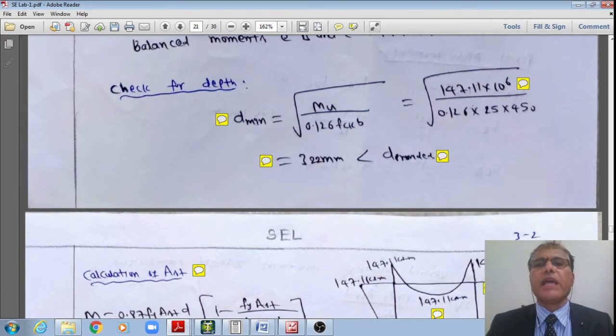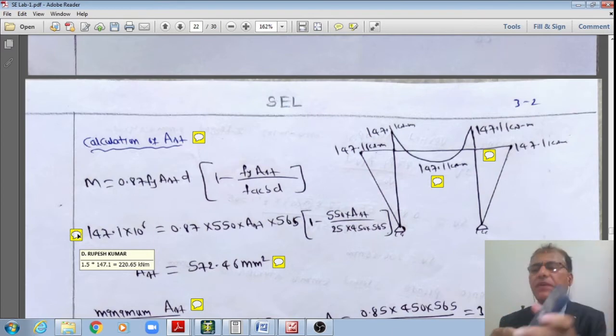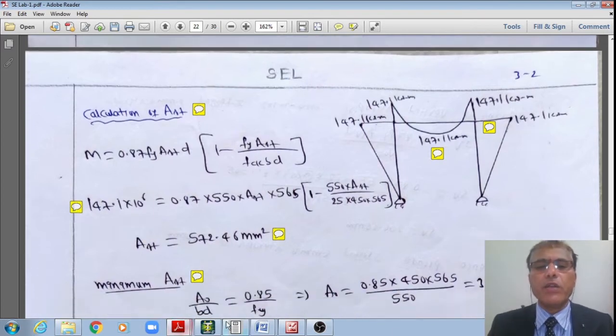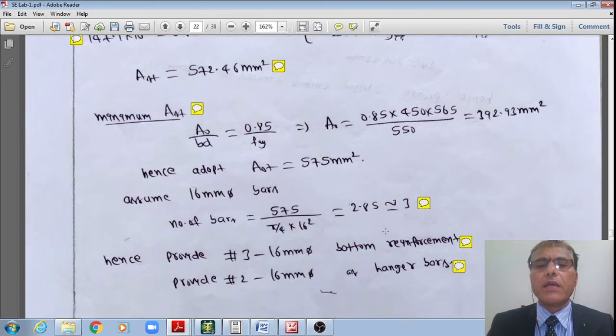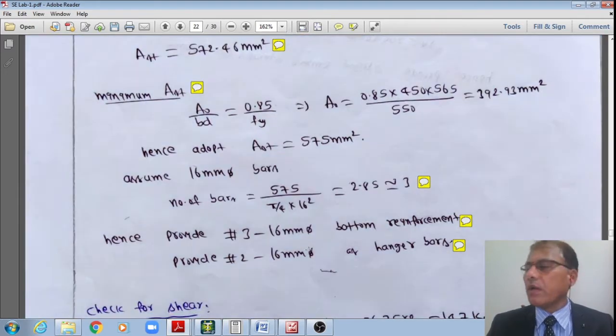Now, just now I have done the design for a Mu of 220.65, like that. Now you do the design for 1.5 multiplied by 90, approximately 149 kilonewton meter. Therefore, there you will get the number of rods required for the positive bending moment of approximately 148 kilonewton meter, right? That you can check on your own.